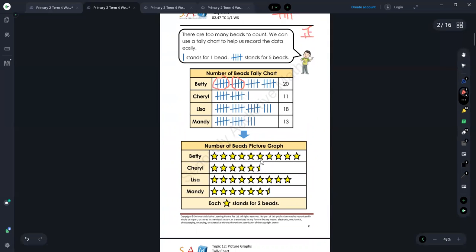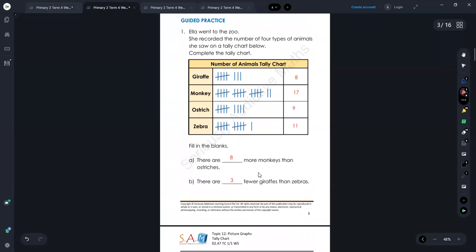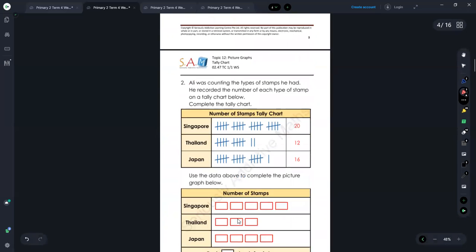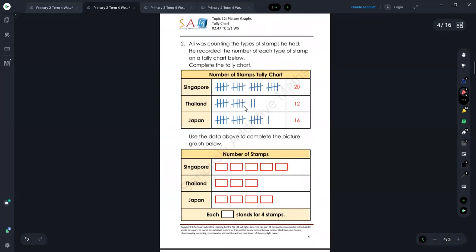What if it's a and then after that from tally chart they can make it into a picture graph. They can, if each star stands for 2 bits, right, then they need to take note when should they draw the half star. Okay, all right, so now they can do the guided practice. Okay, get them to count the tally. So this is counted in multiples of 5, and so on. Okay, so write the numbers and they're supposed to answer. How many more monkeys than ostriches? With giraffes. Okay, then get them to do question 2.